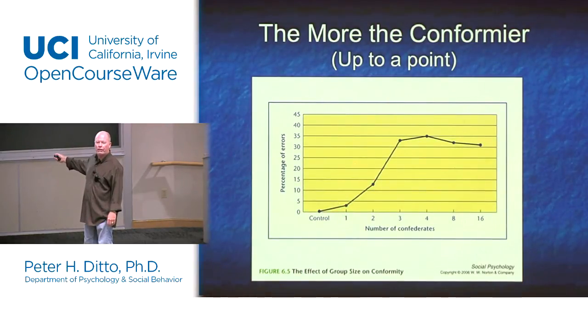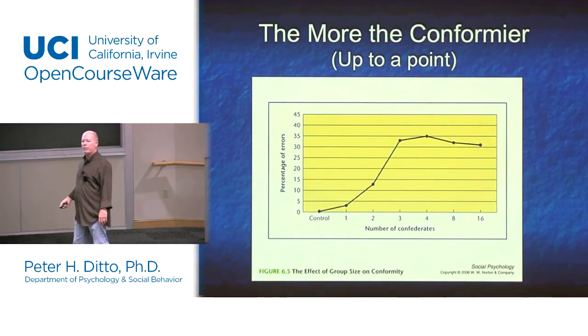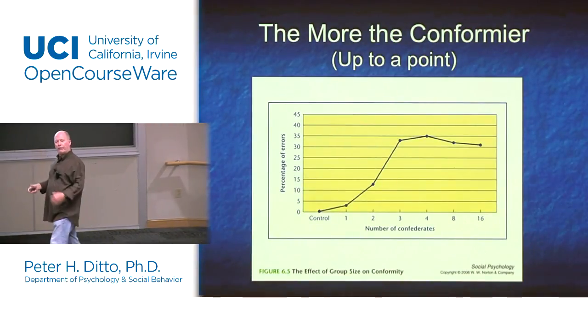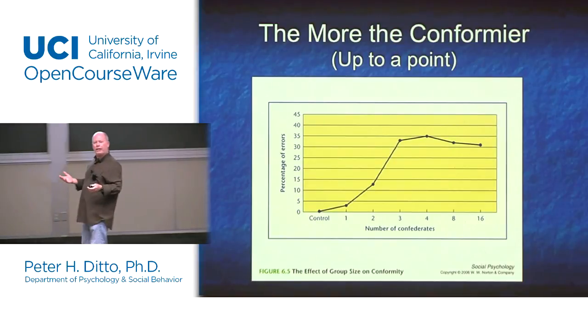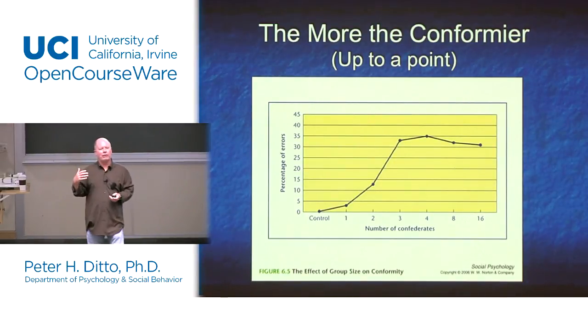If two people give the wrong answer, all of a sudden you're going, wait a minute, what's going on here? And at three, it jumps up a lot. And then at four, five, and six, it doesn't seem to matter. It's what's called an asymptote. It just sort of flattens out, right? So after a few, what do you think, is that normative or informational? Why do more people make you conform more?